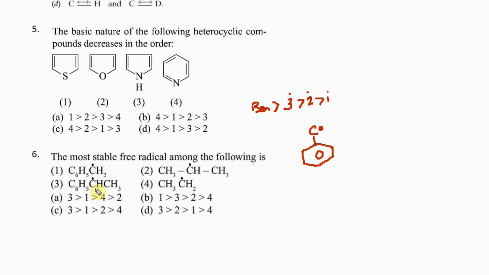Now you can see that I have benzyl. So I know 2 degree is more stable than 1 degree. Now both of these are benzyl, but this one is 1 degree and this one is 2 degree, because this carbon has 2 carbons attached, and this carbon has only one carbon. So I know my 3 is most stable, followed by 1. 3 greater than 1. Now here 2 degree versus 1 degree. So greater than 2 greater than 4. 3, 1, 2, 4.